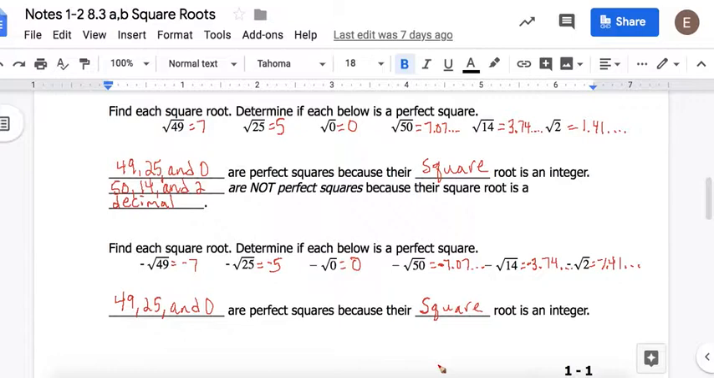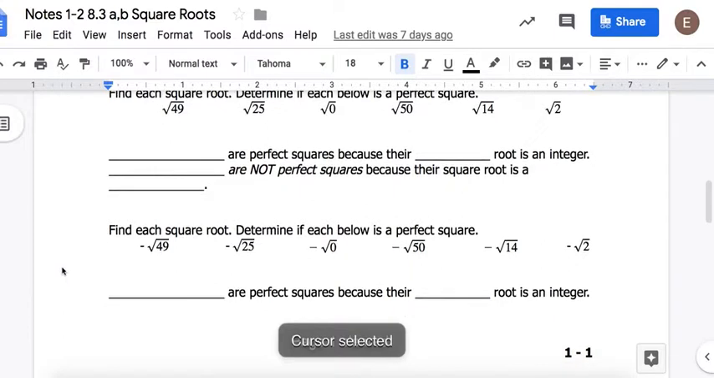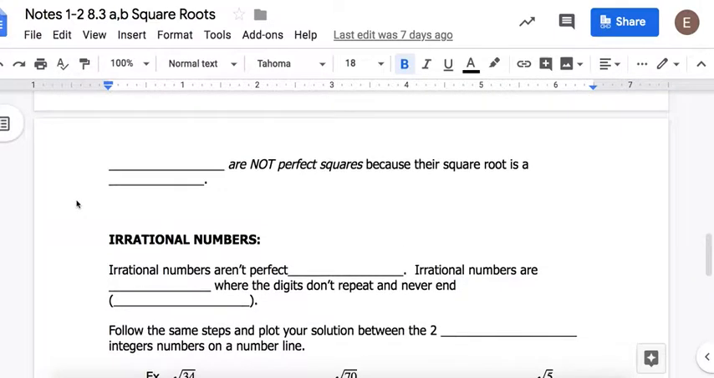Okay, now we are going to look at the next part, which says which ones are not perfect squares. So we would say 50, 14, and 2 are not perfect squares because their square root is a decimal.